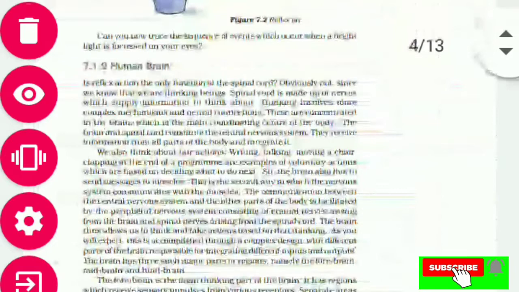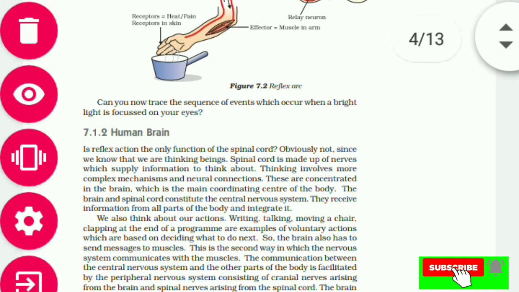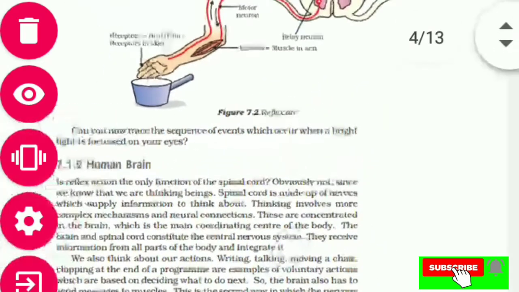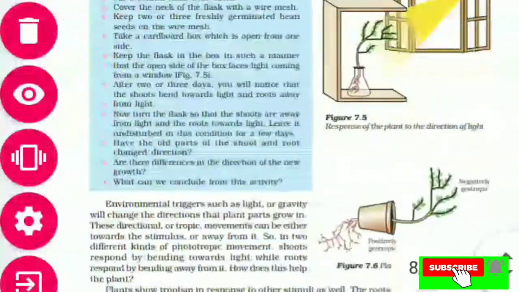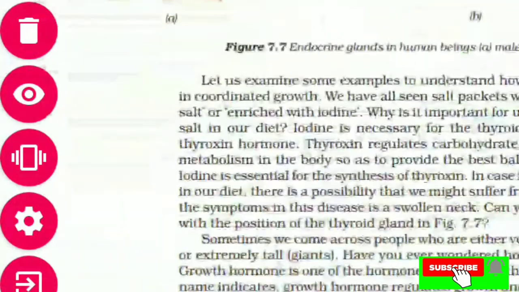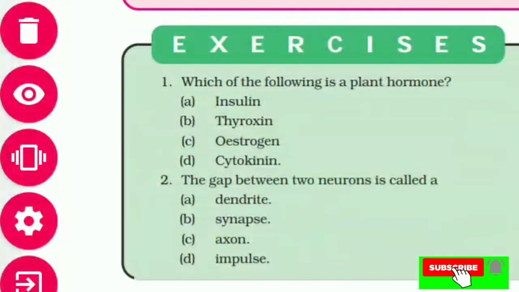The diagram is very important in class 10, so you may be asked to draw the diagram showing the reflex action. Then hormones in animals, then various internal organs, all these are studied by you.